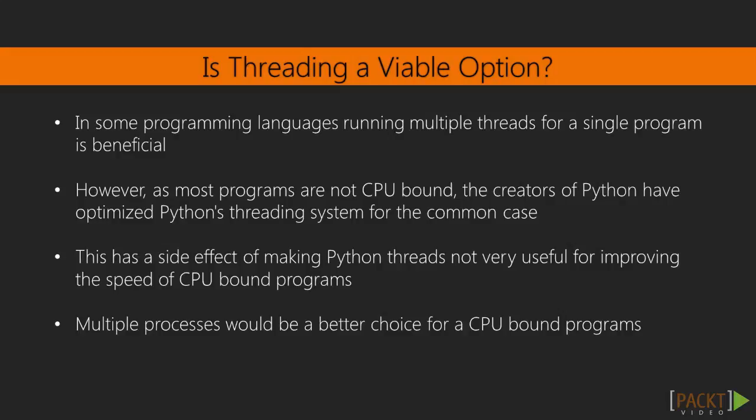In some programming languages, we can see that same benefit by running multiple threads for a single program. However, as I mentioned before, most programs are not CPU-bound, so the creators of Python have chosen to optimize Python's threading system for the common case, which has the side effect of making Python threads not very useful for improving the speed of CPU-bound programs. Besides, it's easier for the operating system to optimize the execution of multiple processes than multiple threads within a process, so even if threading were a viable option, multiple processes would be a better choice for a CPU-bound program.